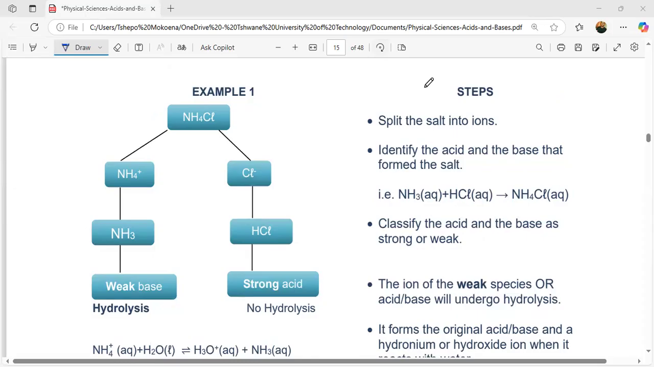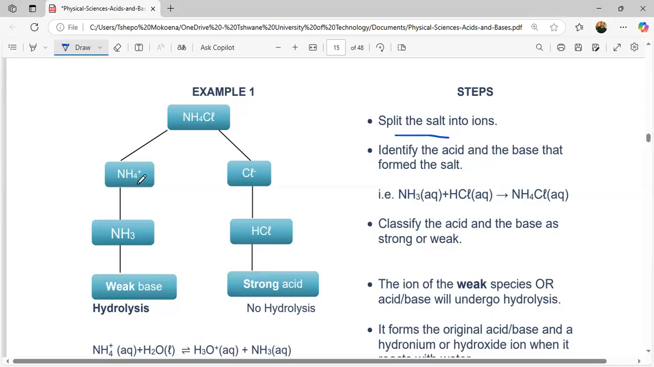The first thing that you're gonna do, if they give you a salt like this, is split the salt into ions. So you can see you have NH4Cl. So we have NH4 plus ions, then we have Cl minus ions. And after you split, you're going to identify the acid and the base that form the salt.